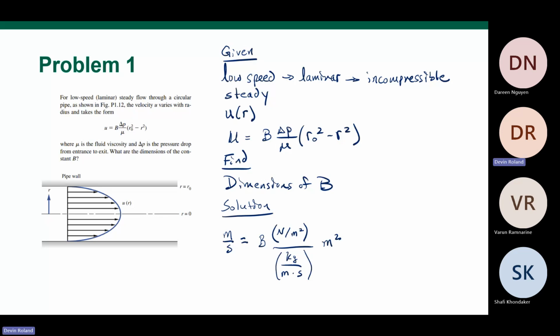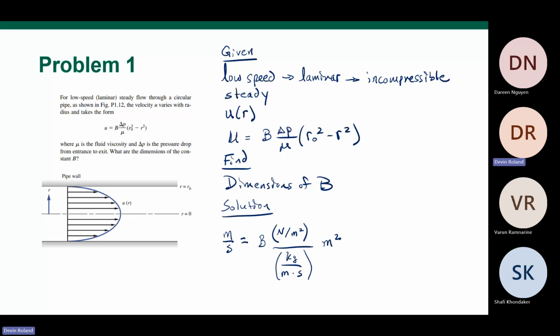So we're just starting problem one. Basically, I wrote the givens and then what we're looking for, which is the dimensions of the constant b, or whatever b is. We're looking for those dimensions. Right now, I'm just writing out the dimensions of each of those quantities, and then we'll start working from there.